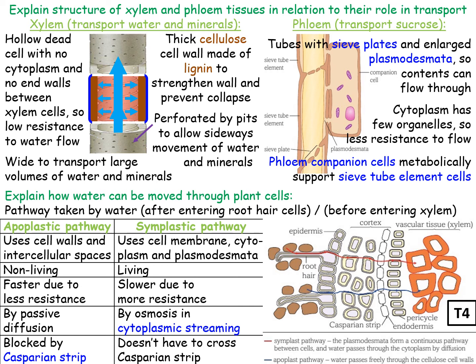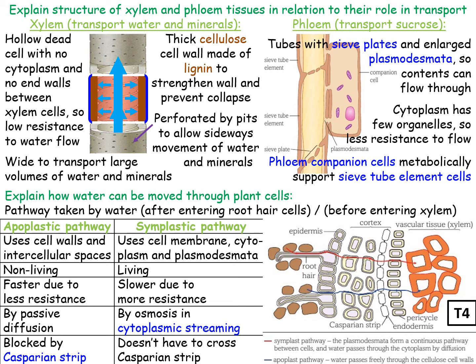The apoplast pathway uses the cell walls and the intercellular spaces for the water and the minerals to move through. This is a non-living method. It's faster because it's less resistant, and it's a passive method using diffusion. However, to reach the xylem, it gets blocked by the Casparian strip.